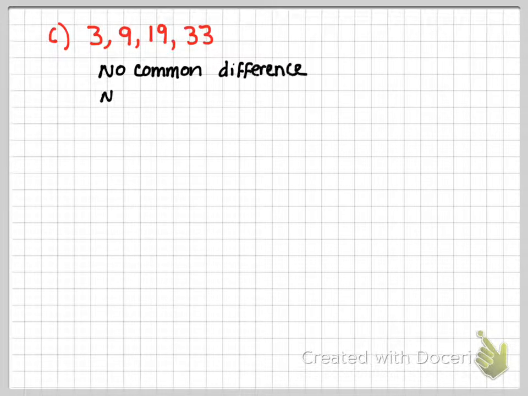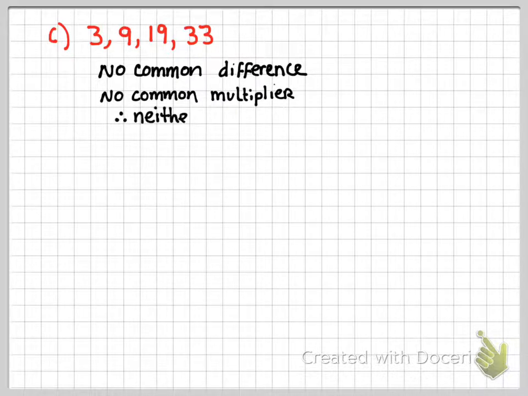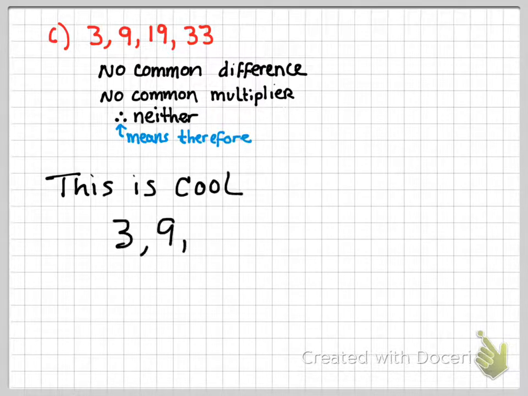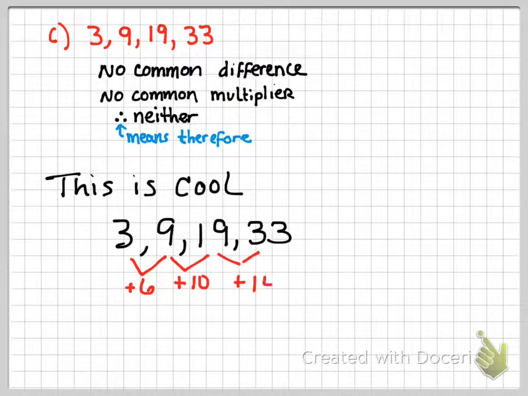Alright, so if you pause the video, you're going to figure out that there is no common difference or common multiplier, so therefore, it is neither. However, let's look at something cool about this sequence. If I find the common difference here, notice that it goes up by 6, goes up by 10, goes up by 14. Now I'm going to do that again.